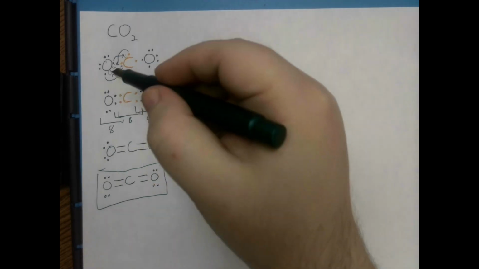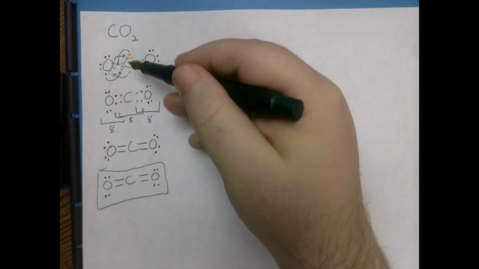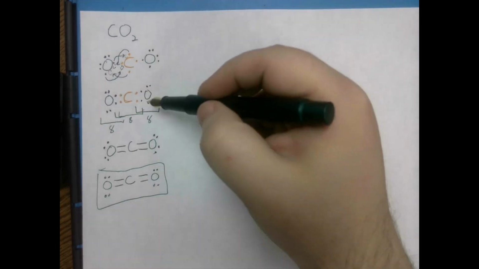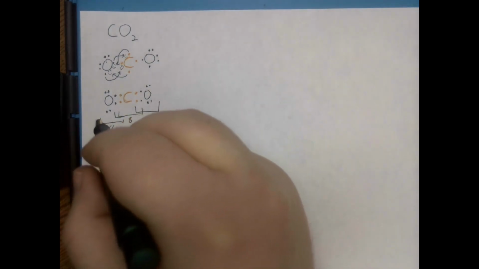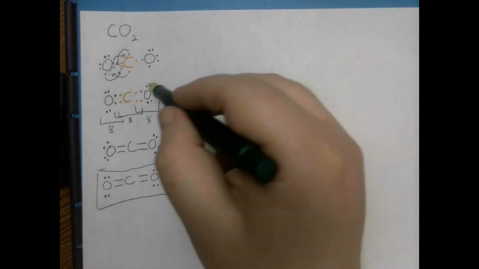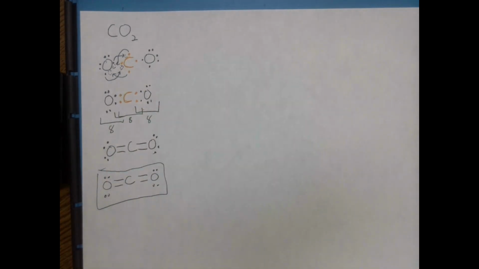So oxygen is sharing 2 of its electrons with carbon. Carbon is sharing 2 of its electrons back with this oxygen, and it's symmetric on the other side too. So carbon is sharing 2 of its electrons, it has 4, so it's sharing half of its electrons with this oxygen, another half of the other, and each oxygen is sharing 2 of the electrons with the carbon. Make sense?